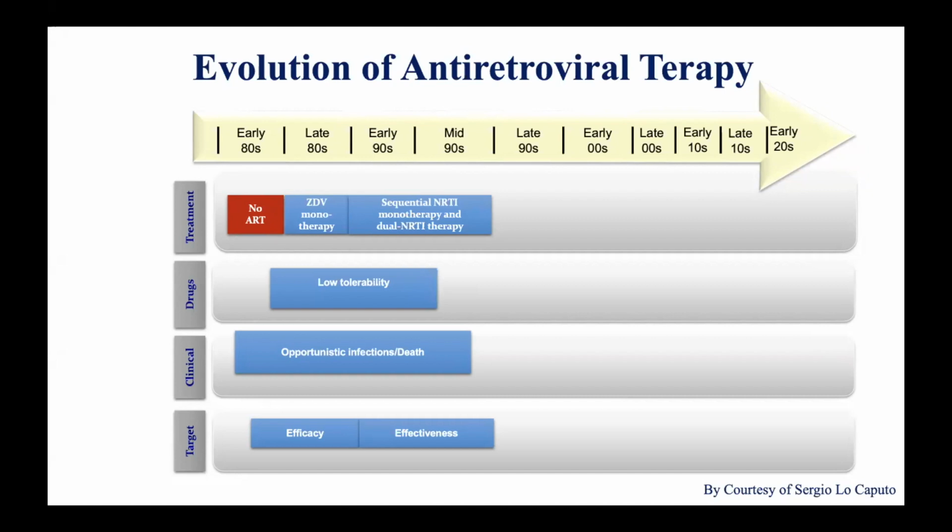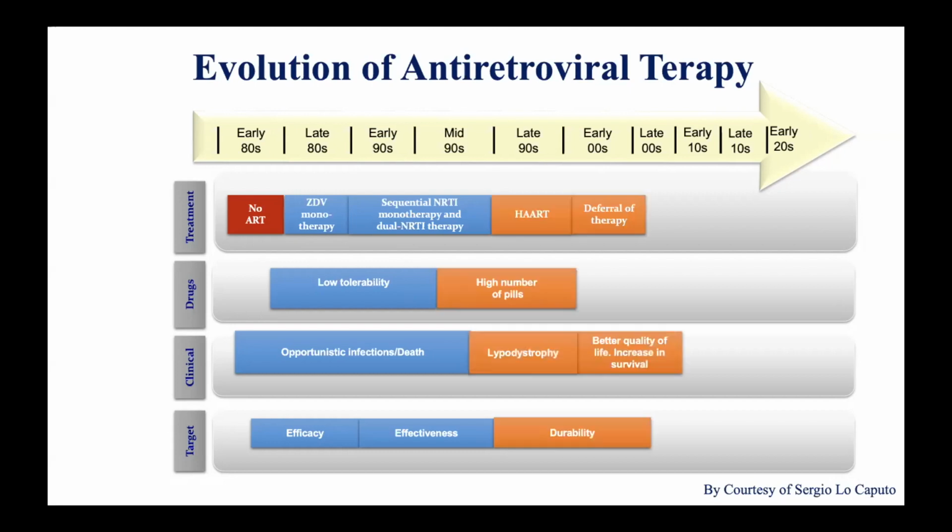and the clinical aspect that the clinicians were really addressing was to avoid death and opportunistic infection. And the target of the antiviral treatment was efficacy and effectiveness. After, with the discovery of the first protease inhibitors, we could start with HAART, but still we had a high number of pills, and we started to have lipodystrophy as a clinical complication and not so good quality of life yet. But the target of the treatment was now durability.